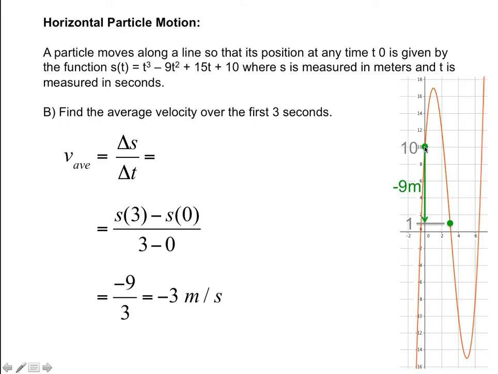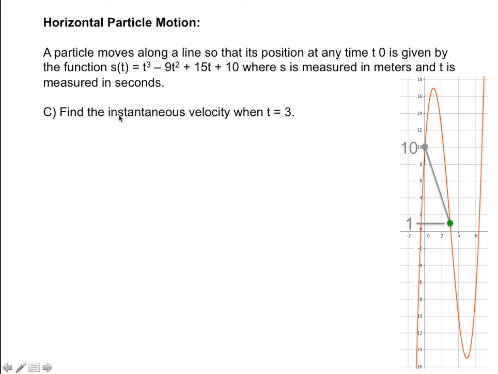So we moved left 9 meters in 3 seconds, so our average velocity is negative 3 meters per second, which is the slope of this line. If we go down 3 and right 1, down 3, right 1, down 3, right 1, that's our slope.